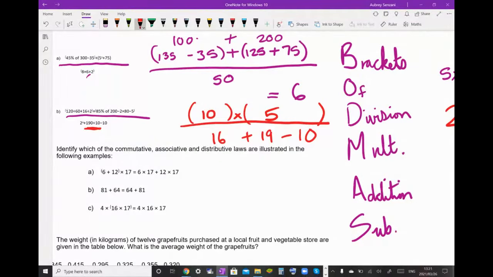Okay, so this is 35. These two equal 35, and then minus the 10, we get 25. So 5 times 10, you get 50 divided by 25. You then obviously get that the total thing equals 2.